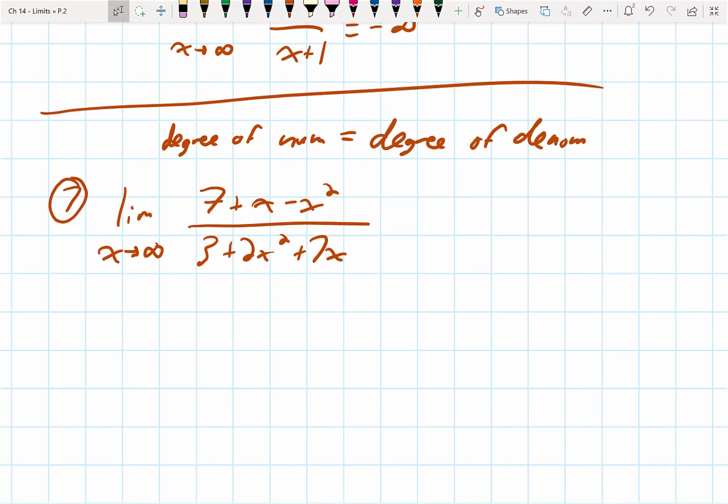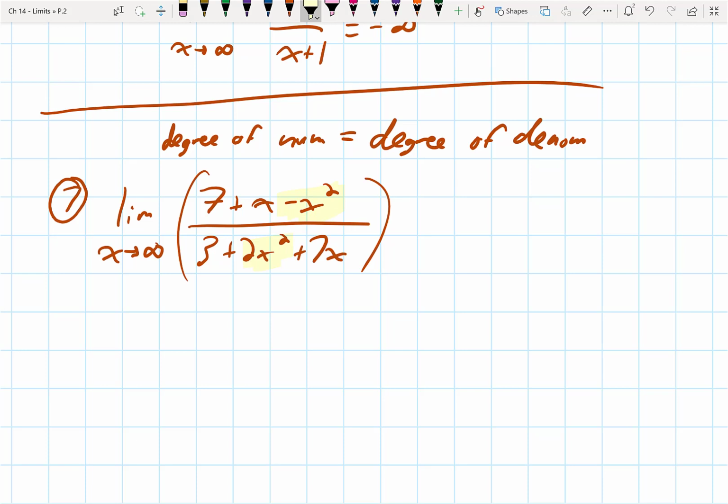Does anyone want to give me a hypothesis on what this limit is actually going to do? As x gets really large, what do you think this entire fraction is going to approach? 1. It's a good guess, but it won't be 1. Close. 1 half. Closer. Negative 1 half. Yes. Why? Well, the x to the 2, yeah.